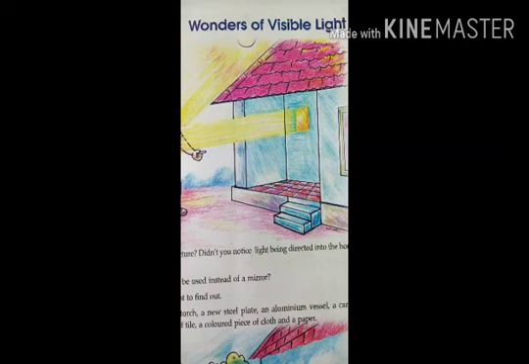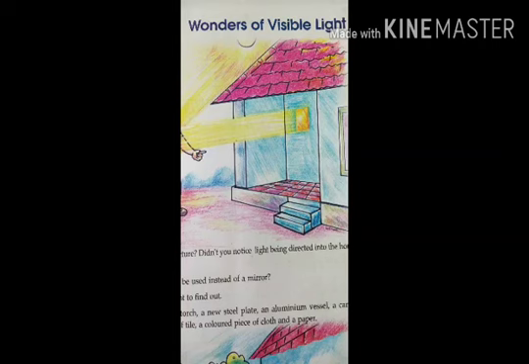Then next point, how do we see objects? What are the conditions for seeing an object? First one, light is needed, either sunlight or other light sources. Second one, light should fall on objects. Third one, the light from objects, means reflected light, should reach our eyes. Thus, we see objects.